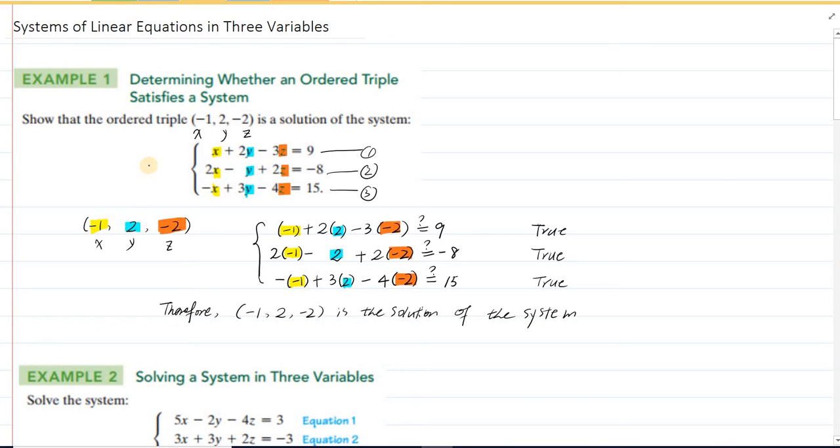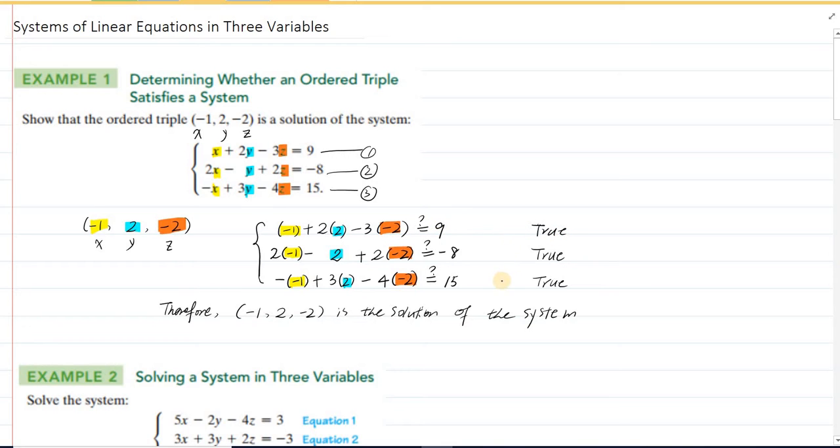If the question shows that the ordered triple (-1, 2, -2) is the solution of the system, all you have to do is label this as your x, y, z, and then plug it inside your equations 1, 2, and 3 and see if it's going to be a true statement or a false statement. In this case, -1 plus 4, that's +3, and then plus 6, that is 9. So that's why this is true.